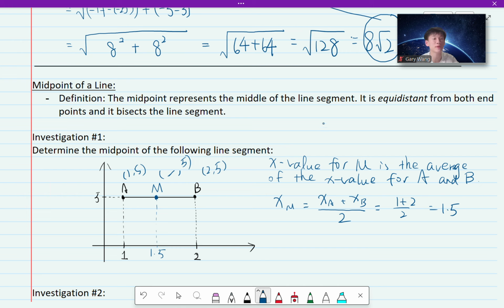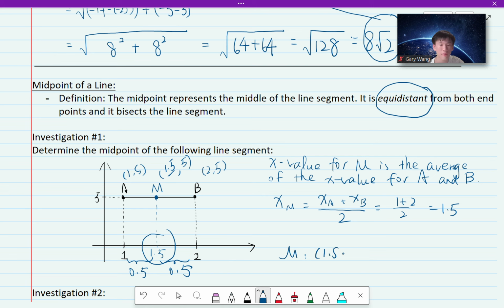And double check with the definition. The midpoint should be equidistant from both endpoints. And we can clearly see that this distance right here is 0.5, and this distance right here is also 0.5. So yes, this is the midpoint, the X coordinate of the midpoint M for line segment AB. So the midpoint M would have a coordinate of 1.5, 5.